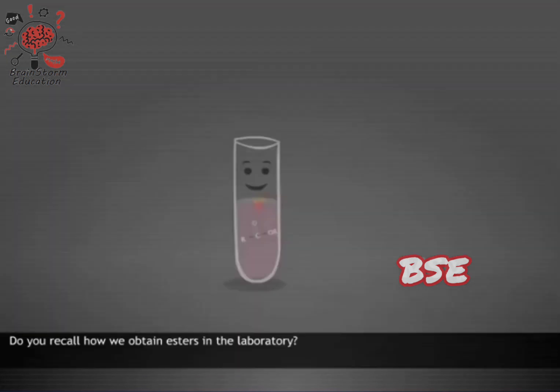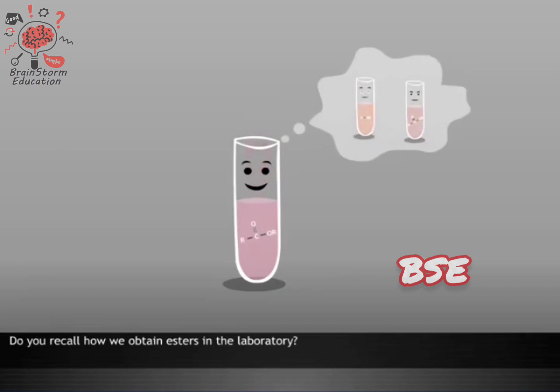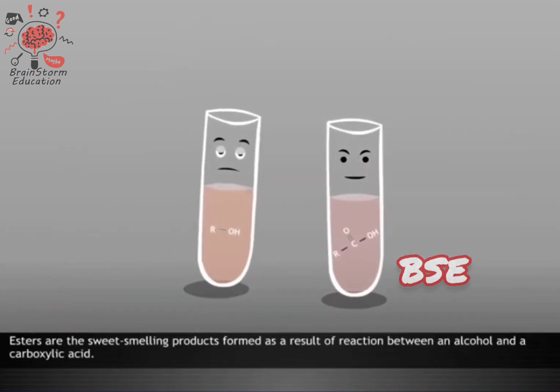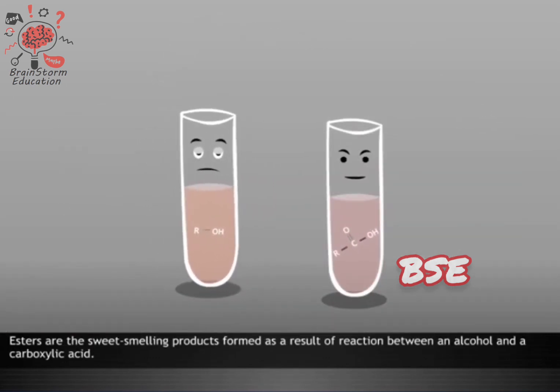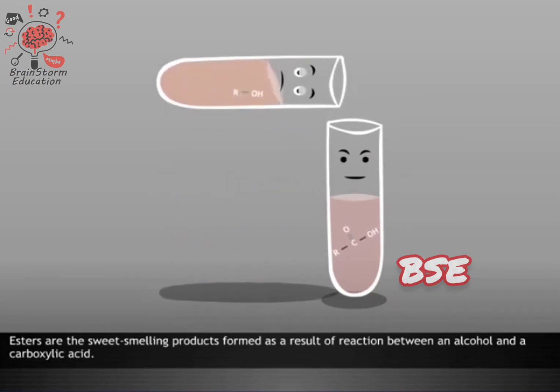Polyesters. Do you recall how we obtain esters in the laboratory? Esters are the sweet-smelling products formed as a result of reaction between an alcohol and a carboxylic acid.